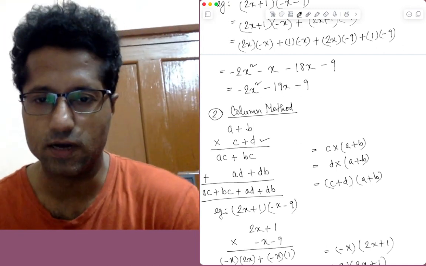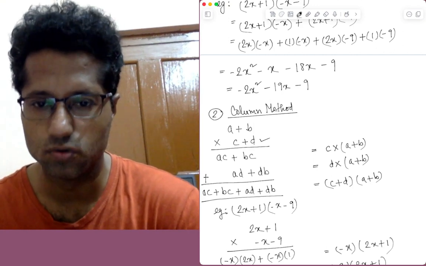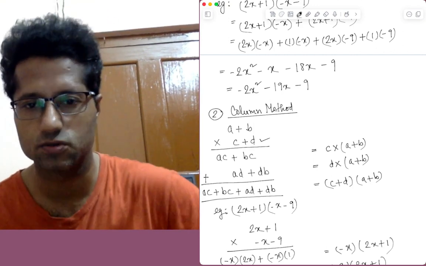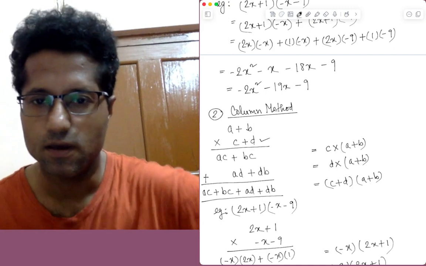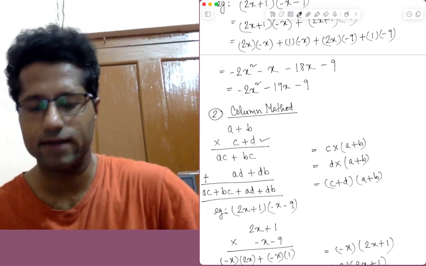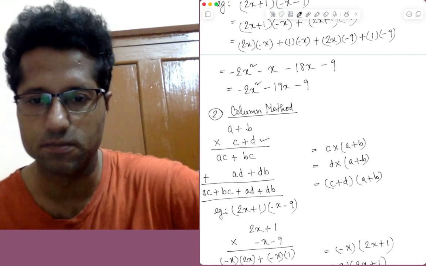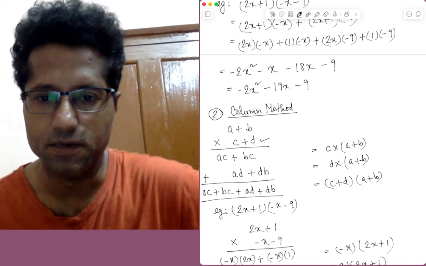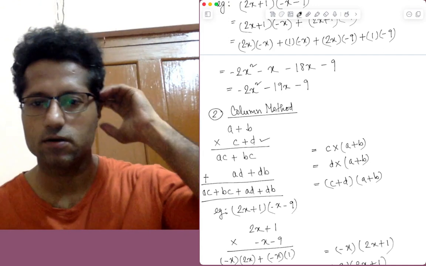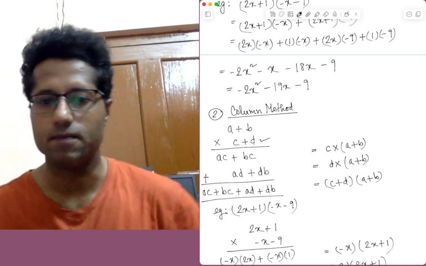And then when you collect the terms of the two rows, that is ac plus bc, the first row, and the second row is ad plus db, from here if you collect all the like terms and add them, then finally you get the final result, that is ac plus bc plus ad plus db. This is the final result of the product of c plus d and a plus b.